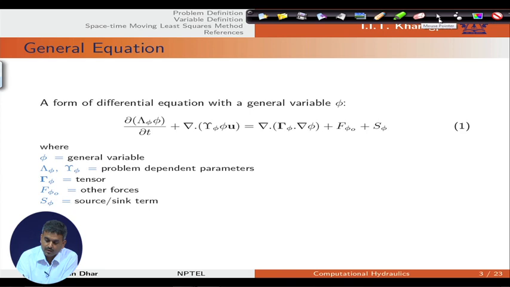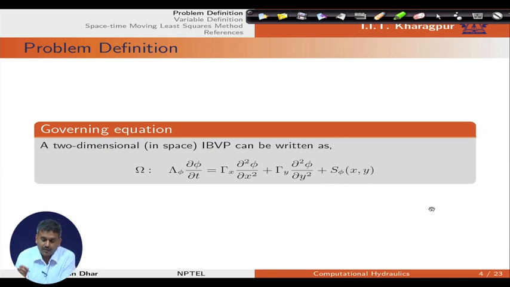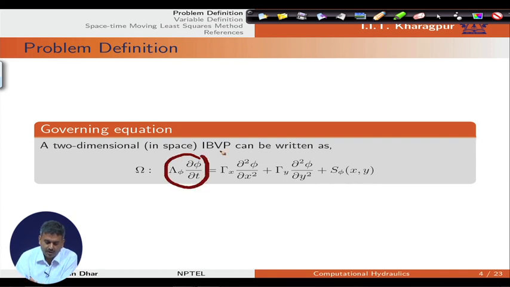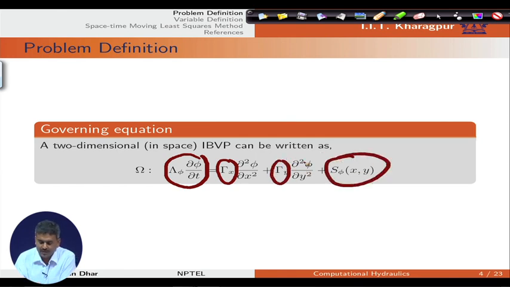Now we can explain the reduced form that we utilized in our finite difference approximations, where the governing equation is for an IBVP, or initial boundary value problem, where lambda phi is constant, gamma x and gamma y are also constants, and S phi is a specified quantity for the physical problem.